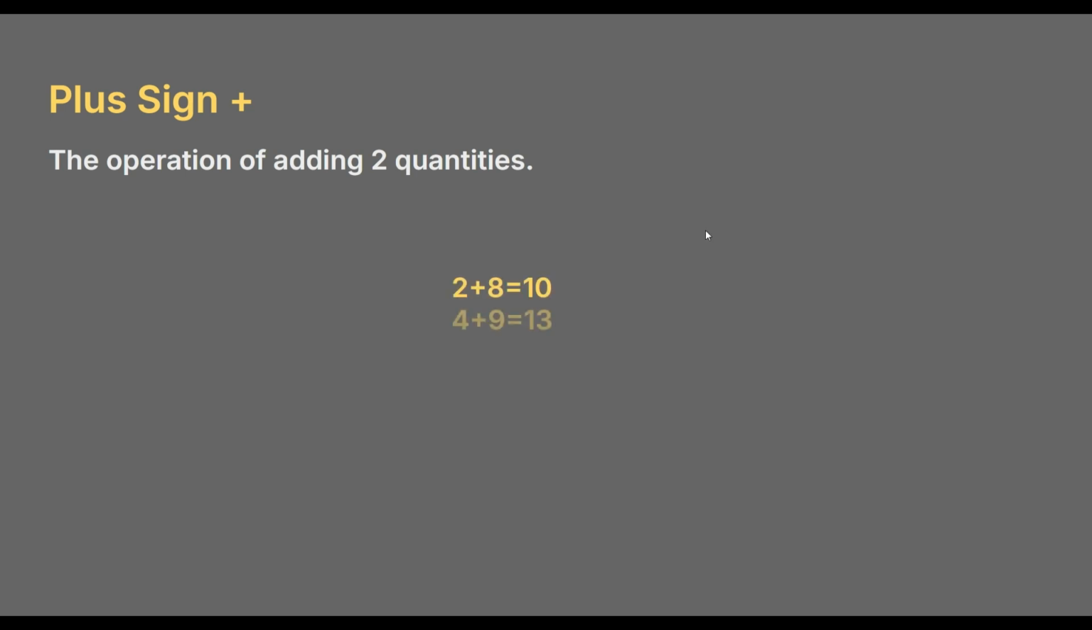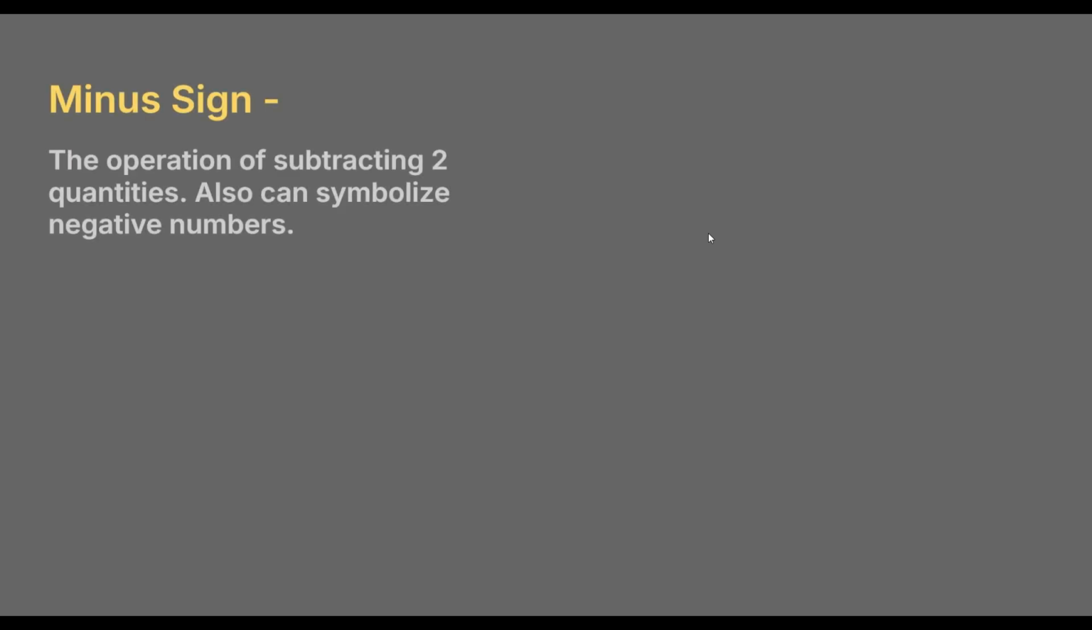The plus sign is a universally recognized symbol for addition. In some specialized contexts, it can also denote positive numbers. The minus sign denotes the operation of subtracting two quantities. It can also symbolize negative numbers.